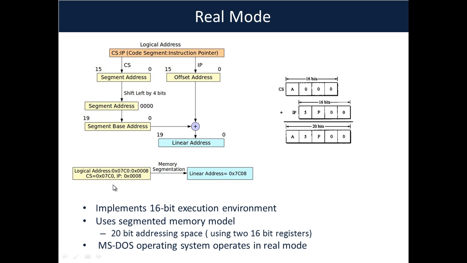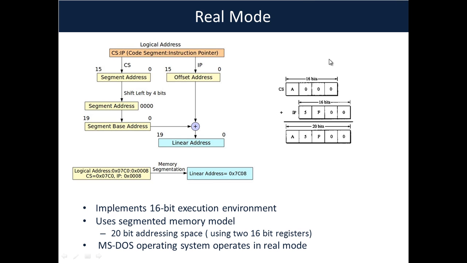Let's take an example. Let's say the CS, or the code segment, had the value 07C0 in it, and let's say IP had the value 0008 in it, right? So what we do is we add an additional 4 bits here, which is just an additional 0. That makes it 07C00. Then we add 0008 to it. If you notice, this would give you 0x7C08 as the actual address. Right, so is this clear?